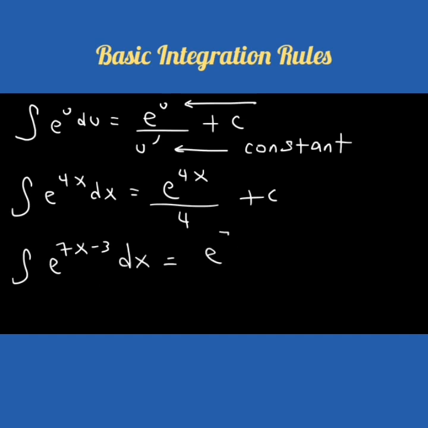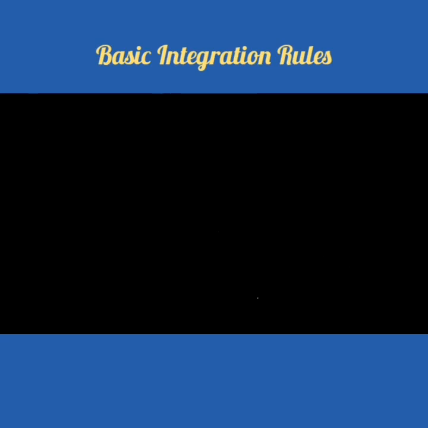Okay, next, e raised to 7x minus 3 dx equals e raised to 7x minus 3, then the derivative of u, which is 7. So, 7 is also a constant, then plus c. Next, the integral of e raised to x dx is equal to e raised to x, then the derivative of x is 1, plus c. So, e raised to x over 1 plus c.